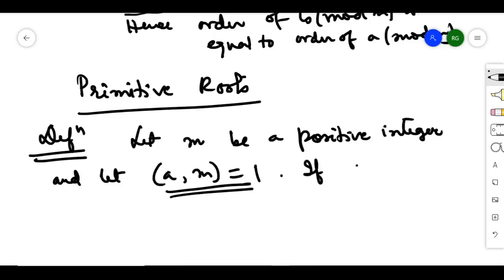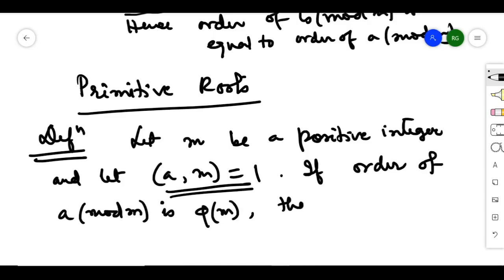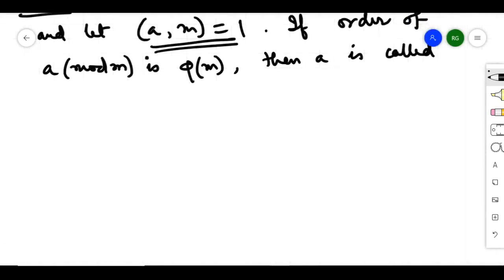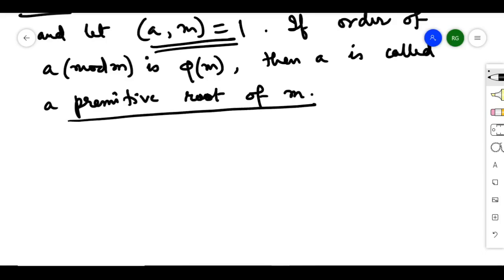Now if the order of A mod m is phi m, then A is called a primitive root of m, or m has primitive roots.